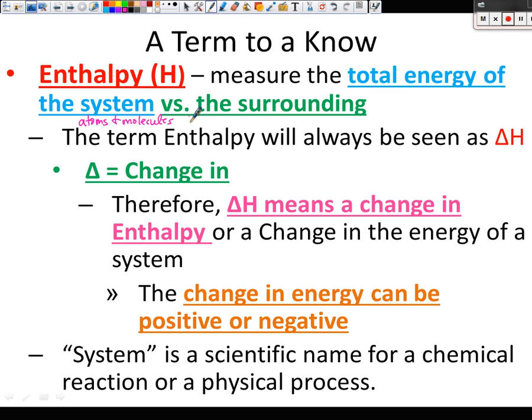Say that again. What'd you say? Everything else. Is that what you said? That's what I thought you said. That's why I asked you to say it again.